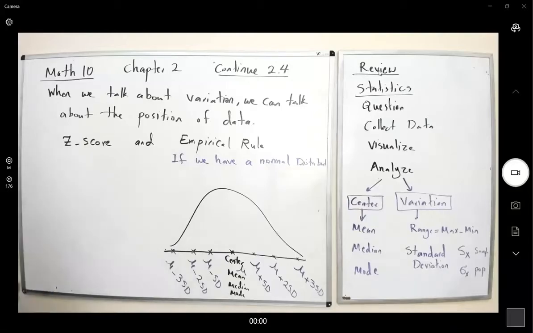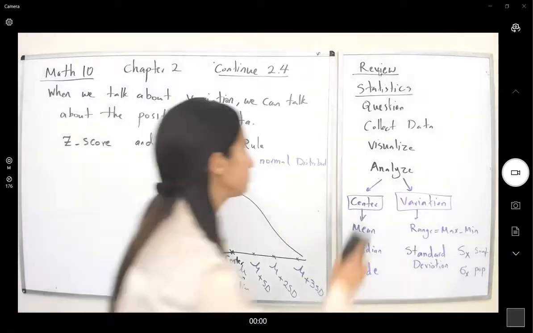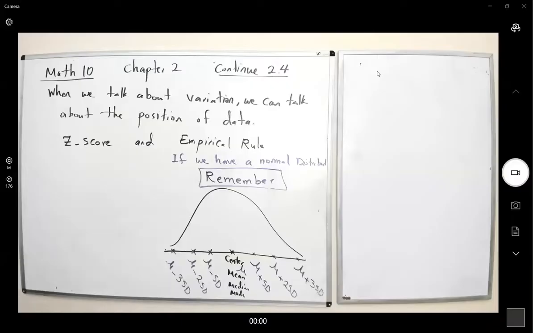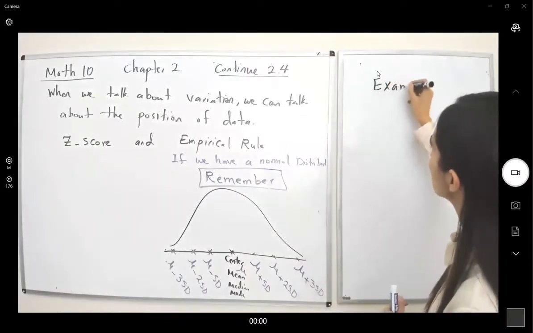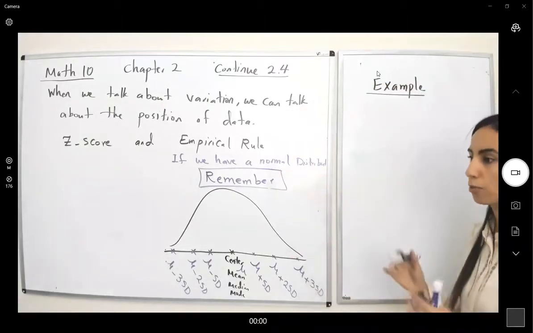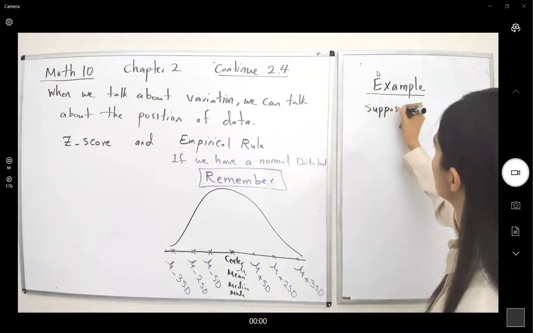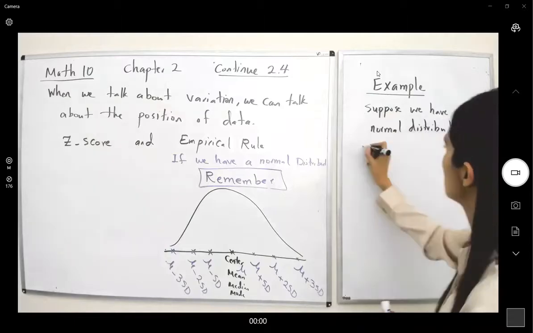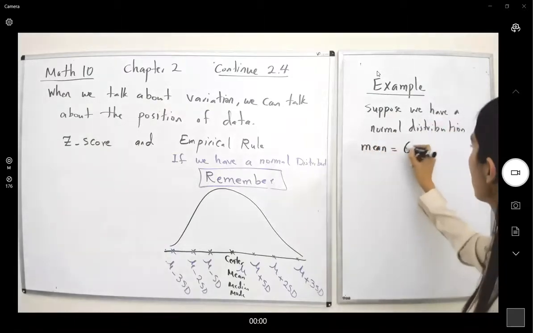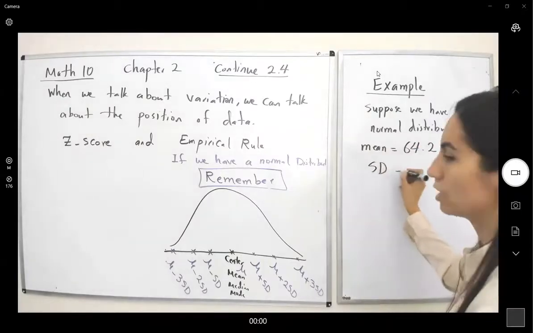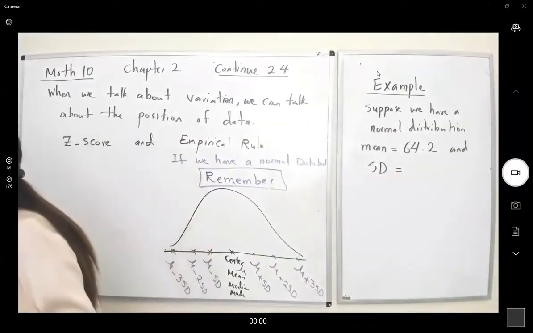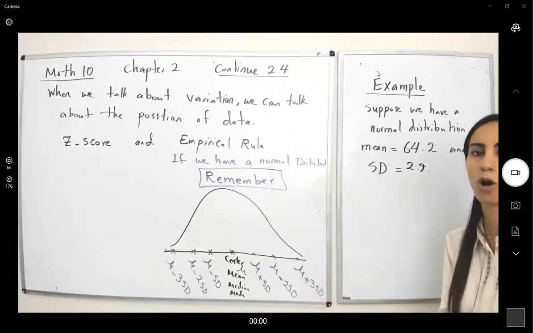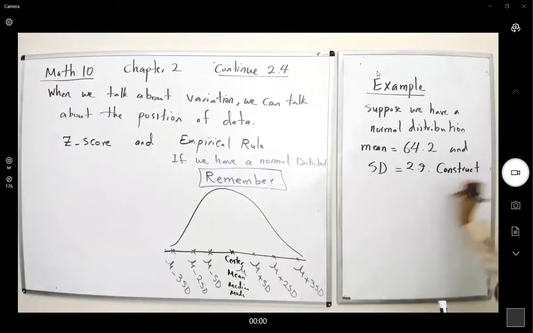Okay, let me write down one example so you understand what's going on here. I'm giving you one example to see what I mean by this. Suppose we have a normal distribution. What is given? Mean is given as 64.2 and standard deviation is given as 2.9. Construct your normal distribution. Construct the graph.